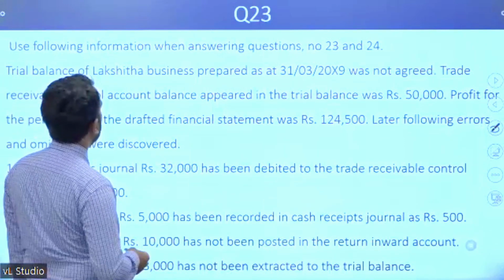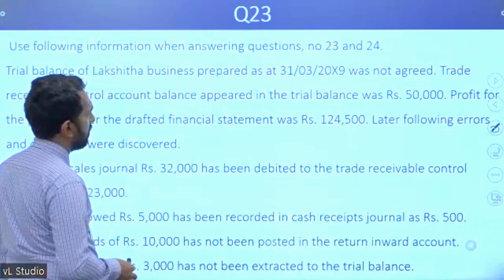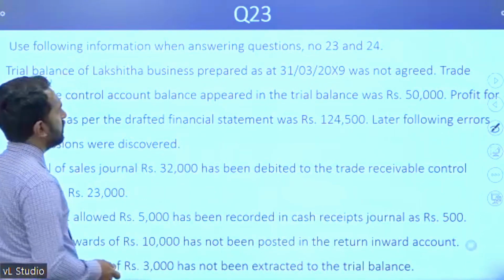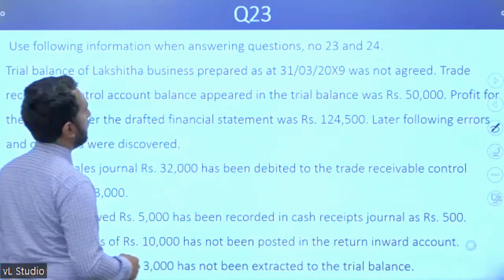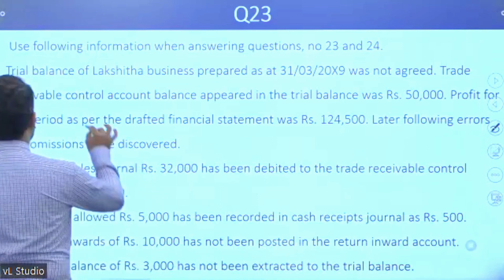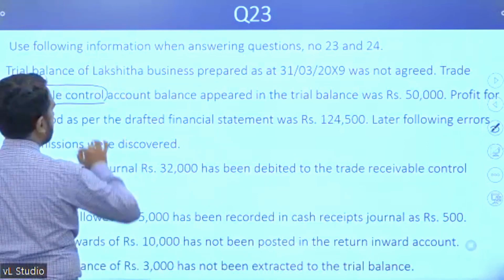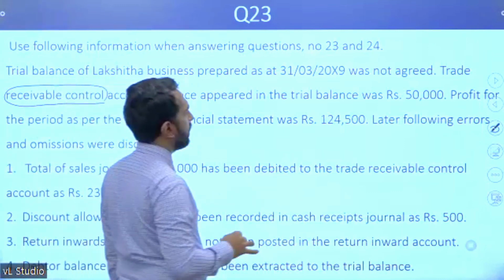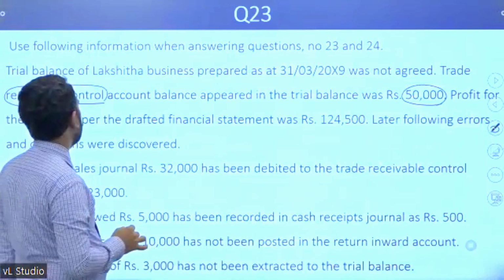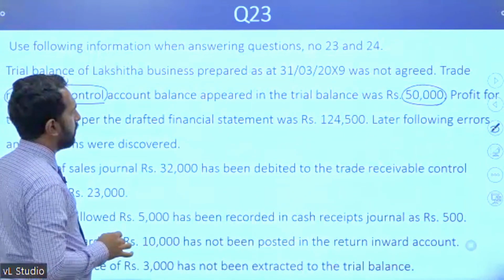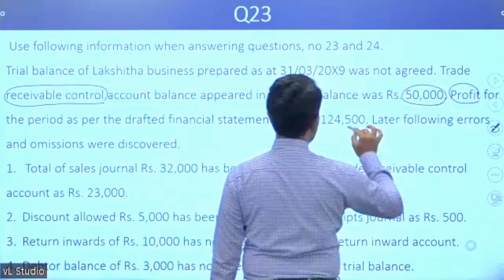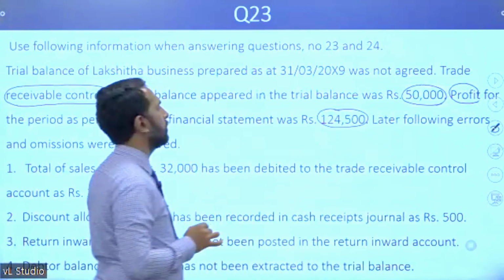Use the following information when answering question number 23 and 24. Trial balance of Lakshita's business prepared as at 31st of March 2019 was not agreed. The trade receivable control account balance appeared in the trial balance was 50,000. Profit for the period as per the drafted financial statements was 124,500.